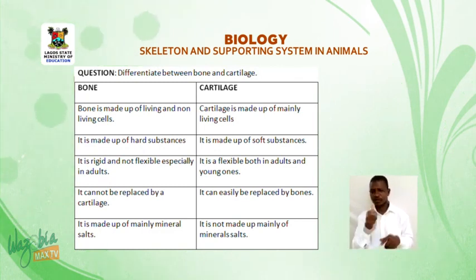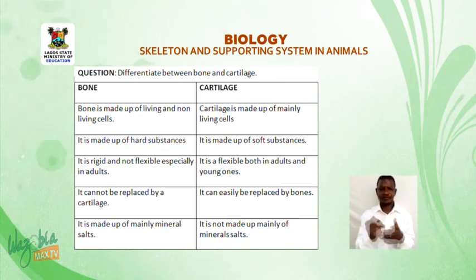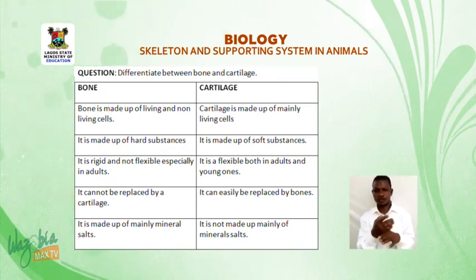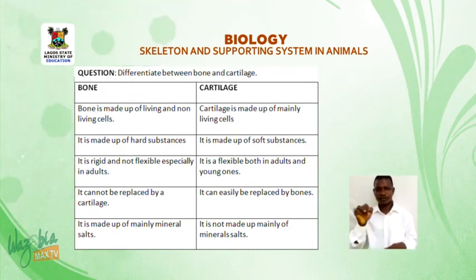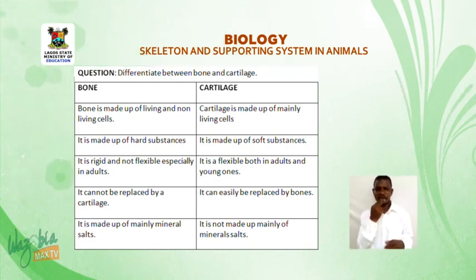Bone cannot be replaced by cartilage. Cartilage can easily be replaced by bone. Bone is made up mainly of mineral salt. Cartilage is not made up mainly of mineral salt.